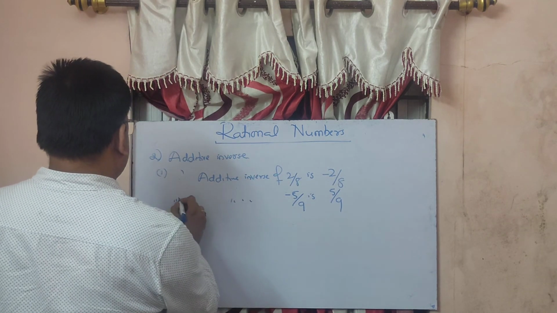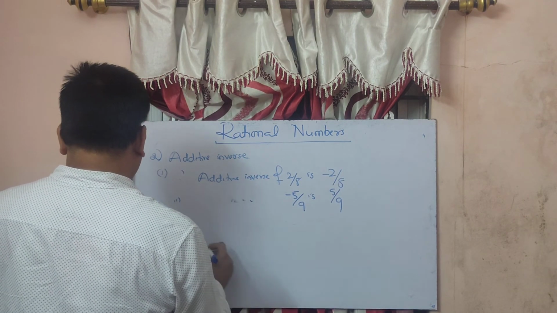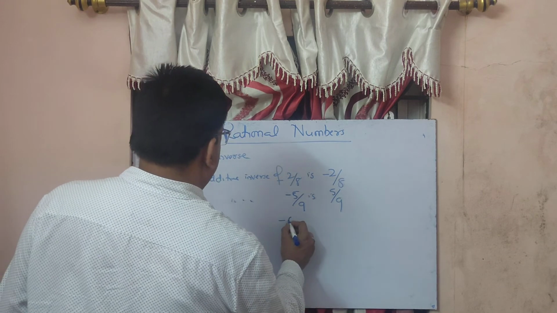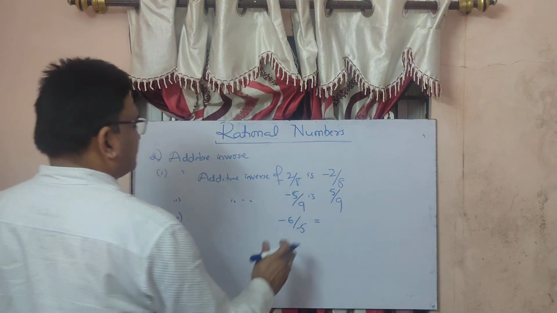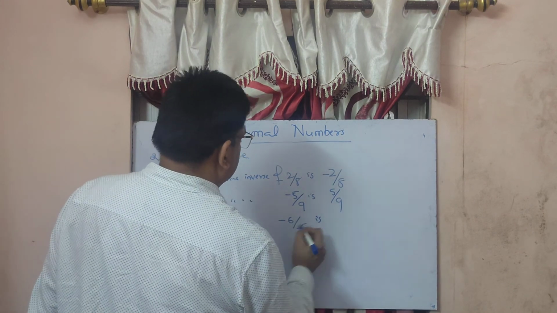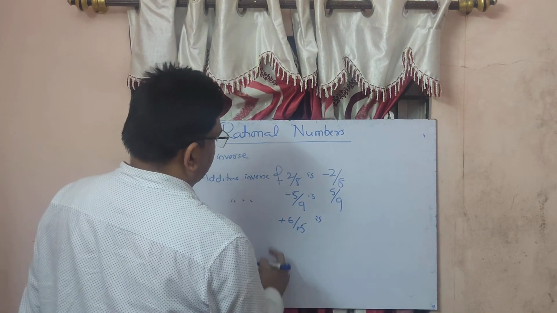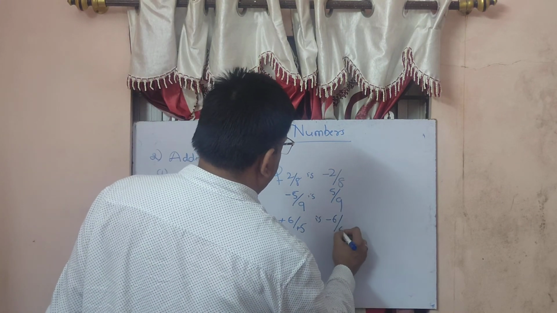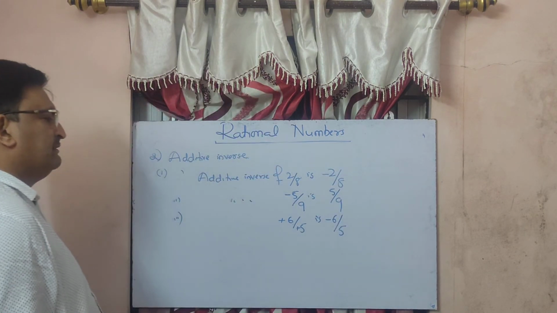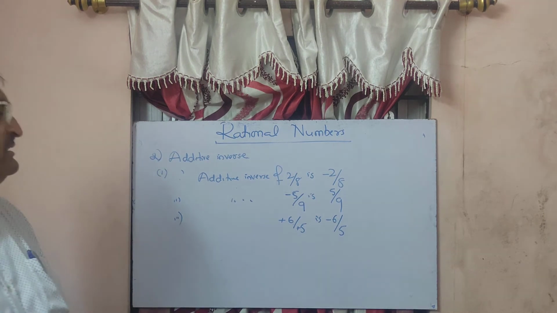Same way, the third one, the additive inverse of minus 6 upon minus 5. Minus minus becomes plus, so it is 6 upon 5. So the answer will be minus 6 upon 5. Just put one minus sign. So minus 6 upon 5.